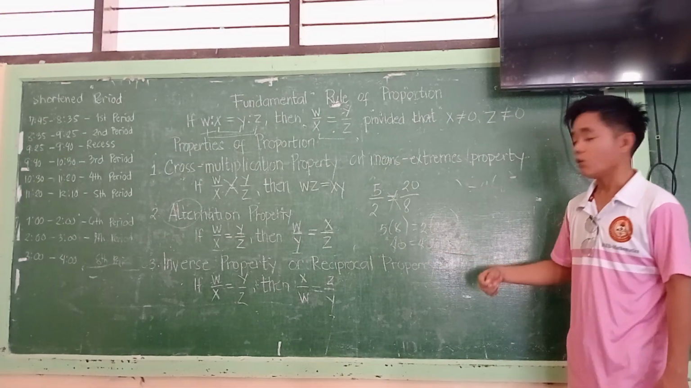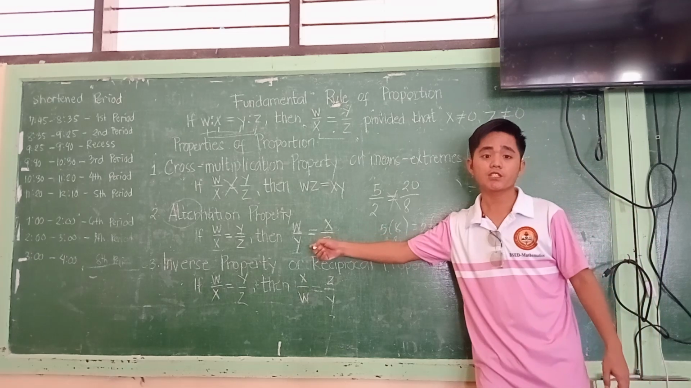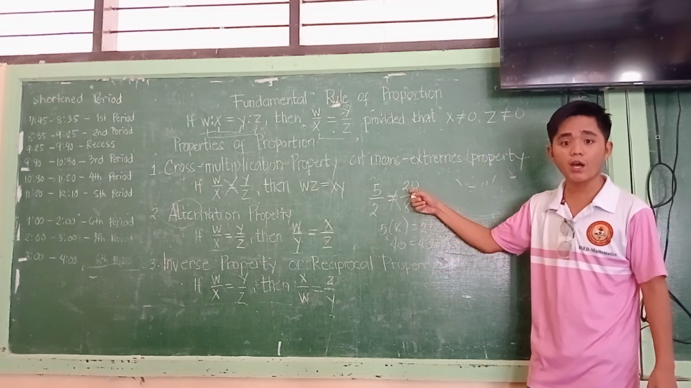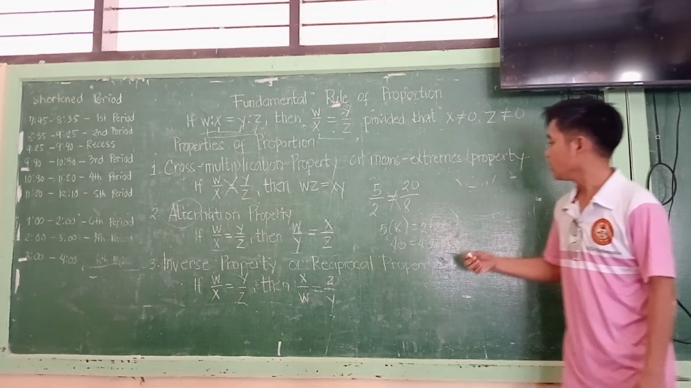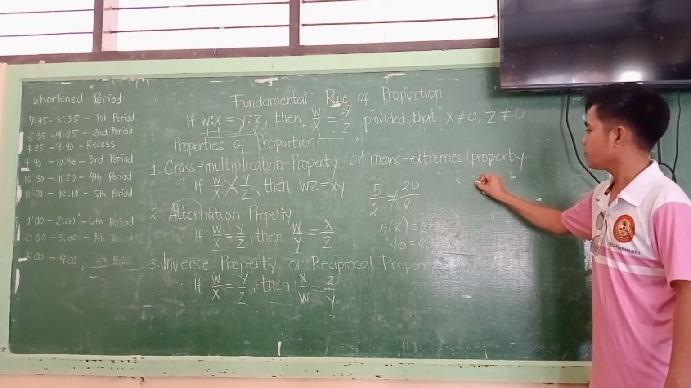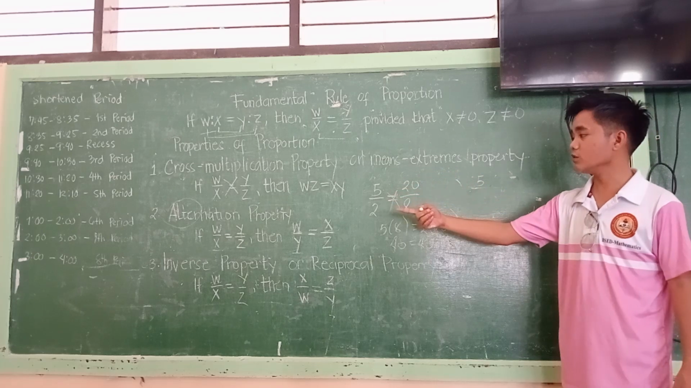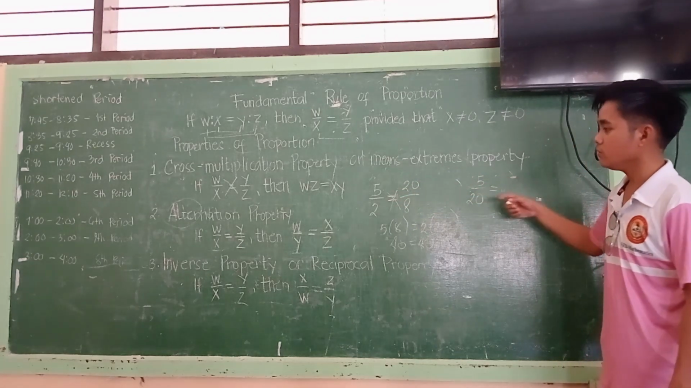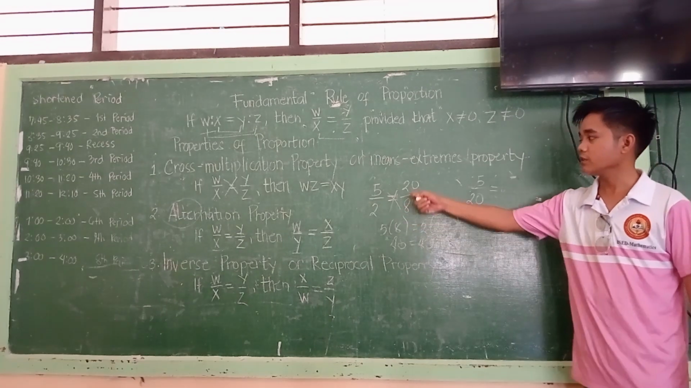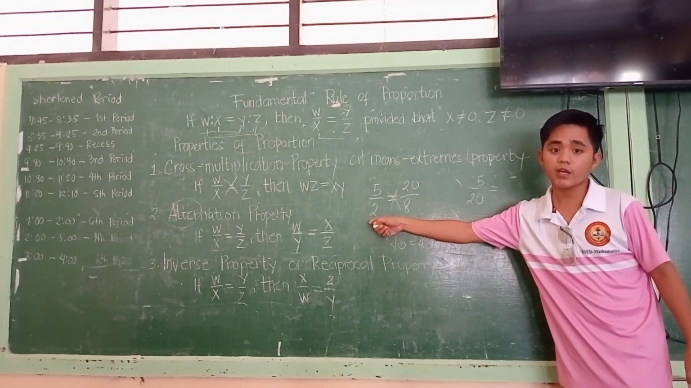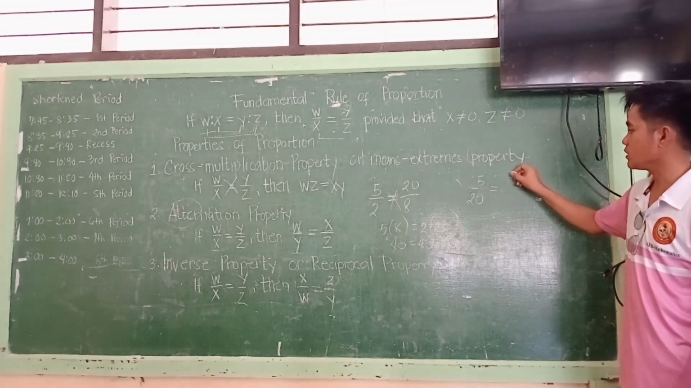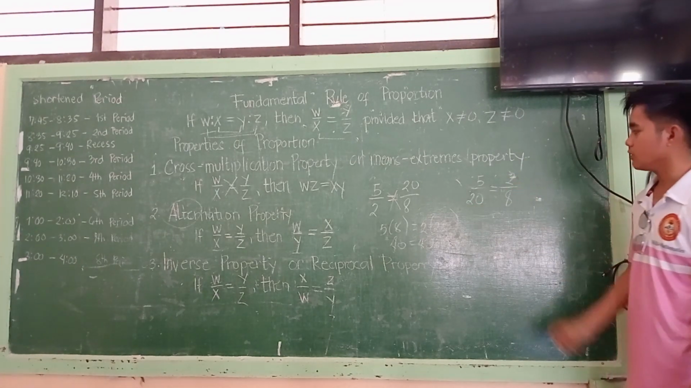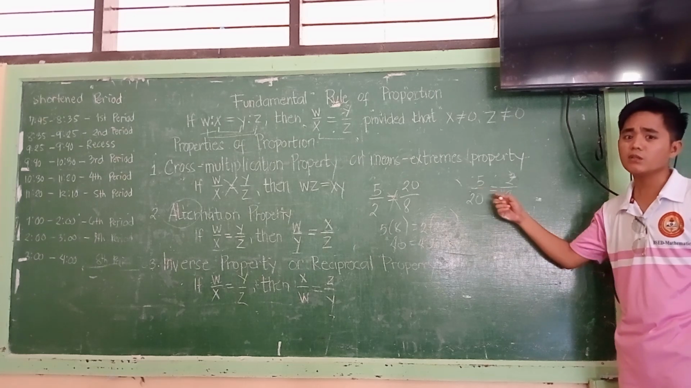Okay, let's check. Let's try to use the alternation property. We alter x and y to see if the answer is still the same. So that is 5 over y, and y is 20, is equal to x, which is 2, over z. Z is 8. Okay, look, they are the same, right?